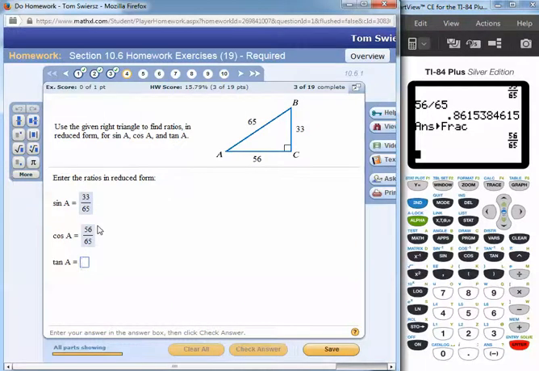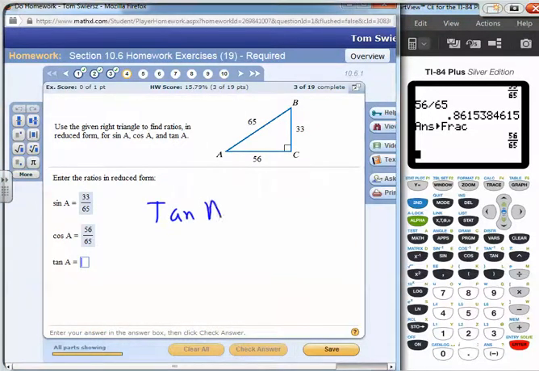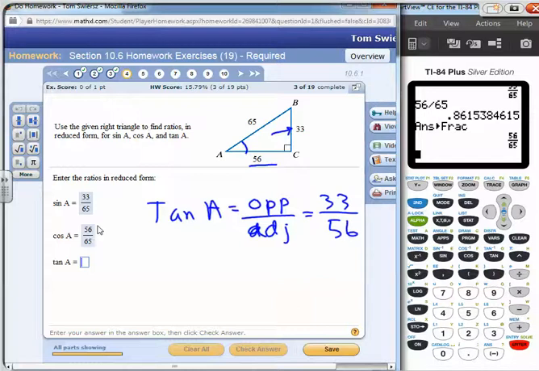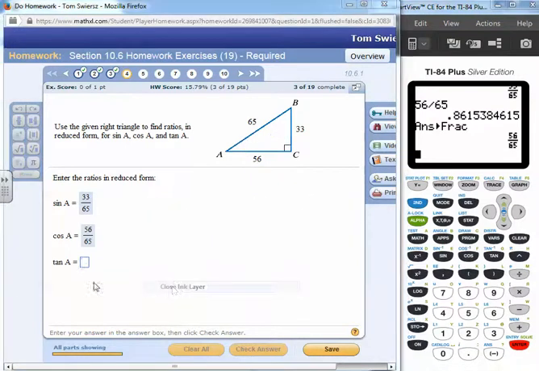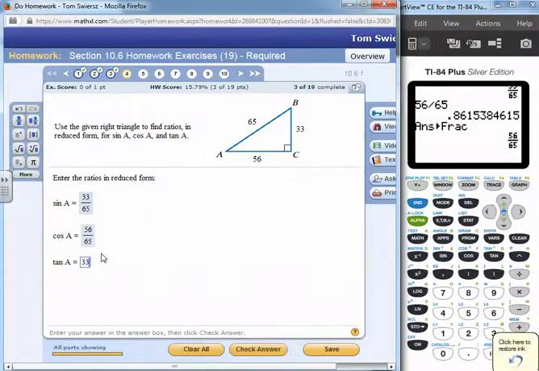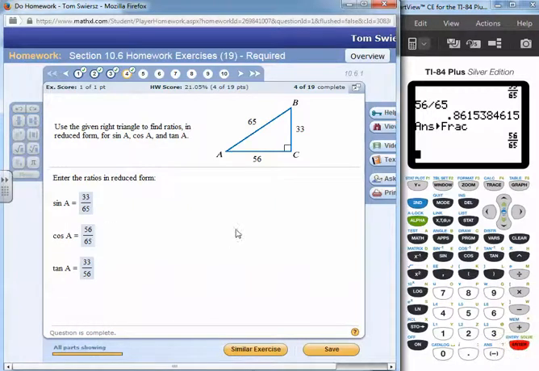And the tangent, remember, tangent of angle A in this case is opposite over adjacent, right? So with respect to angle A, the side opposite is 33, and the side adjacent, the leg next to it, is 56. Again, I don't think anything reduces with 33 and 56, so we'll put that in as the answer, and we get it correct. All right, very good.